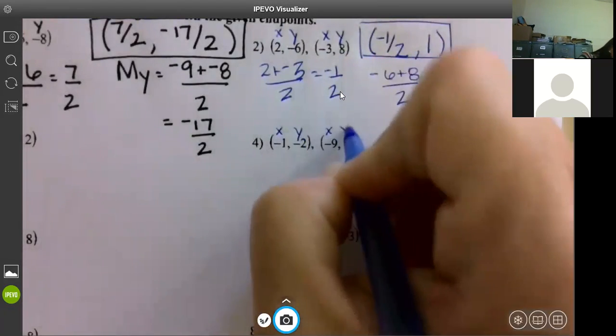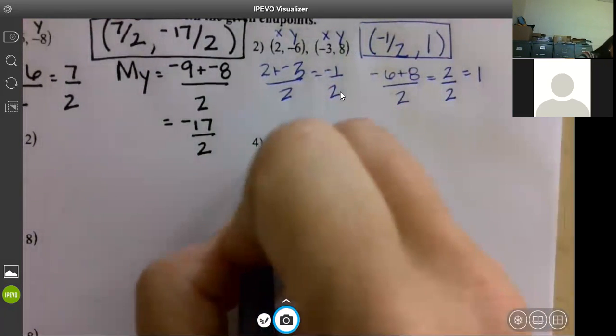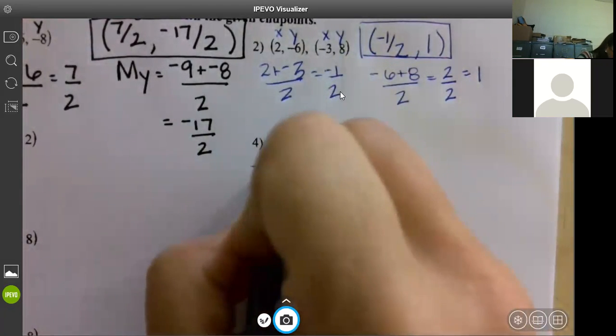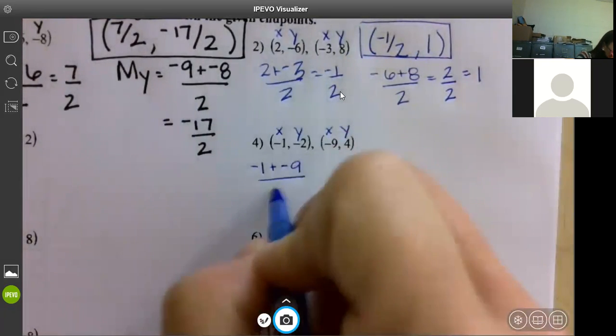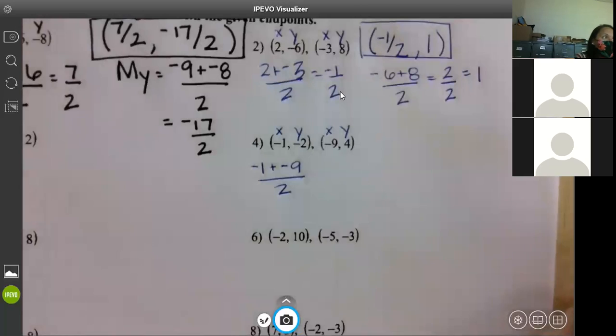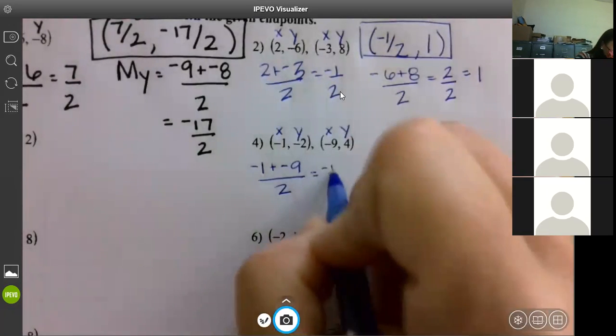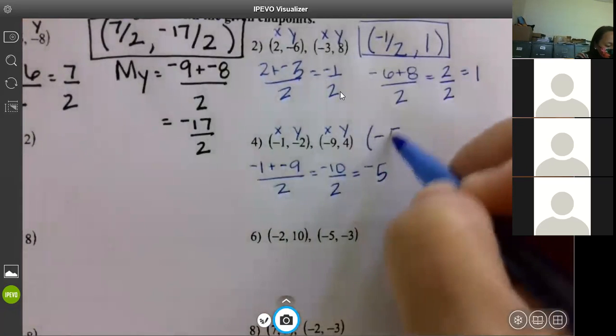If it helps you to write x and y, that's perfectly fine. If you don't need it, you don't have to. What are your 2 x's? X's on number 4? -1 and -9 divided by 2. Zoomers, -1 plus -9. Try again. -10. -10, good. Over 2. When we simplify that, we get -5. That's your first part of your answer.